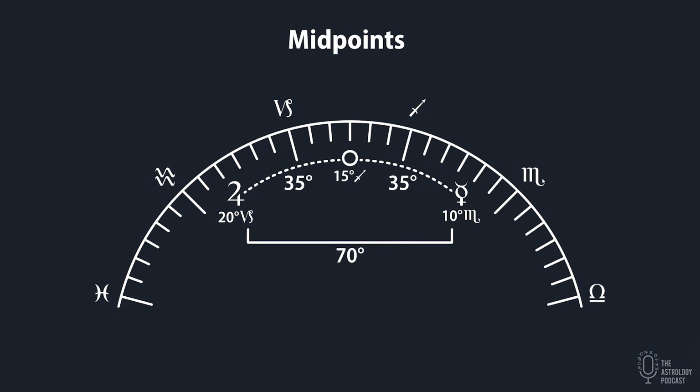The definition is that a midpoint is halfway between two points in a chart, or two planets in a chart. So for example, I'll share a diagram where let's say that we have Mercury at 10 degrees of Scorpio and we have Jupiter at 20 degrees of Capricorn. So there's 70 degrees between those two planets, and therefore the midway point between the two of them is at about 15 degrees of Sagittarius. So 35 degrees from one and 35 degrees from the other, and you end up right at 15 degrees of Sagittarius.